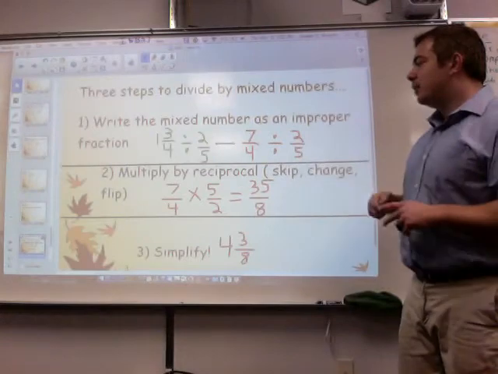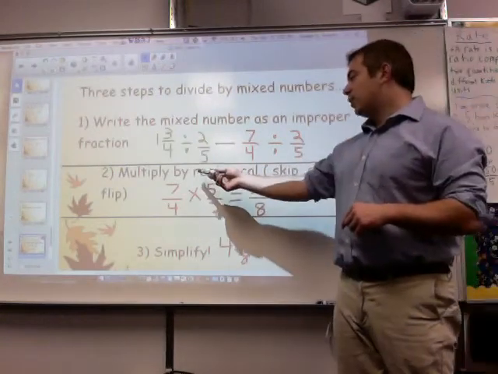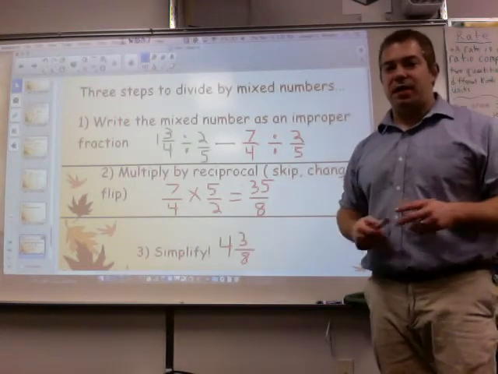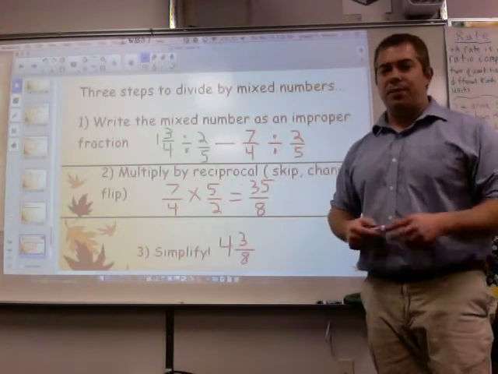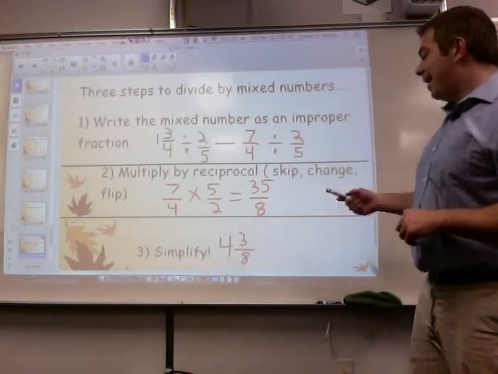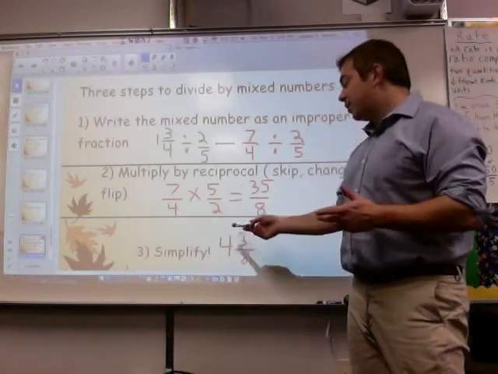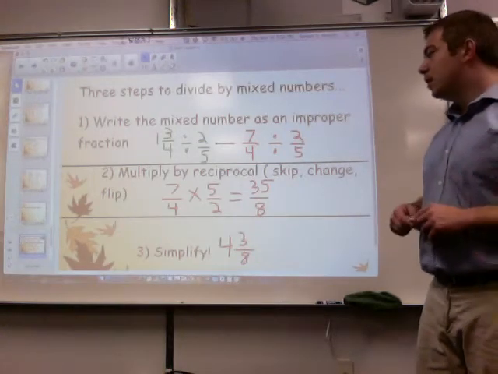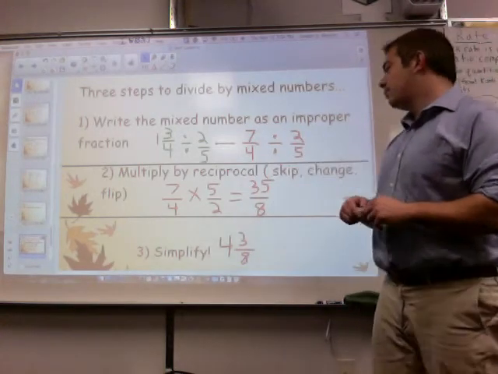So I rewrite it. Next, step 2 is multiply by the reciprocal, or skip, change, flip. Now I could skip, change, and flip for you again, but I'm not in the mood to embarrass myself today. And the last step is to just simplify and turn it back into a mixed number if you have to, which we do here. So anyway, step 2, multiply by the reciprocal.